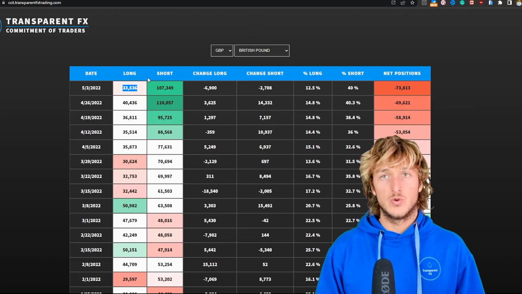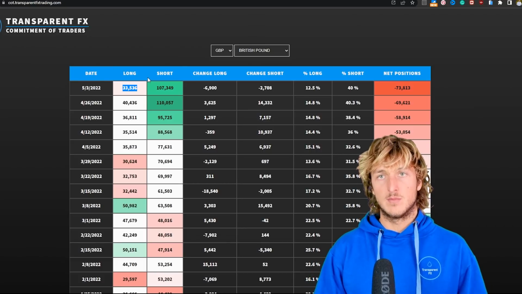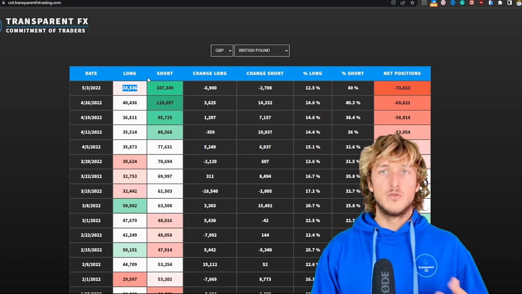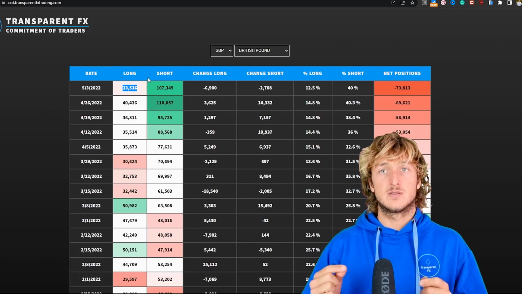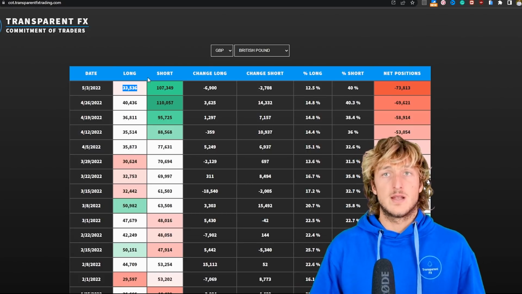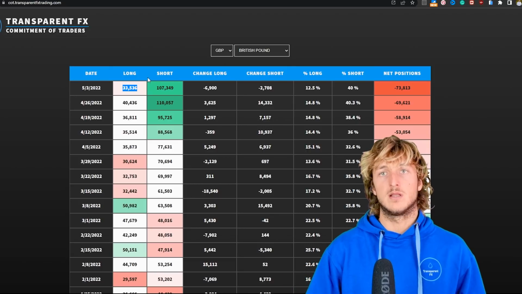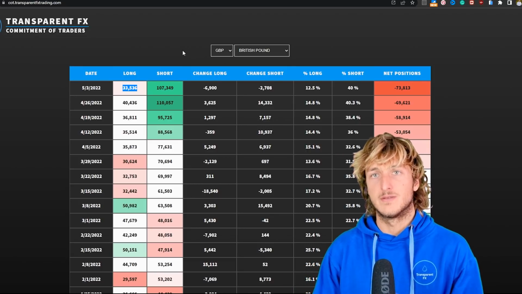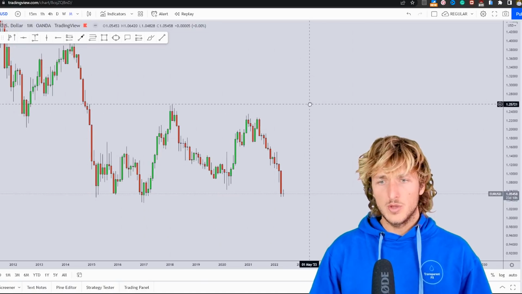This is just to show you that it takes a lot of time for institutions to actually move their positioning, because it's not as easy as for retail traders, who can just click the button and there is already enough liquidity in the market for them to immediately have their orders filled. So going back to the chart.